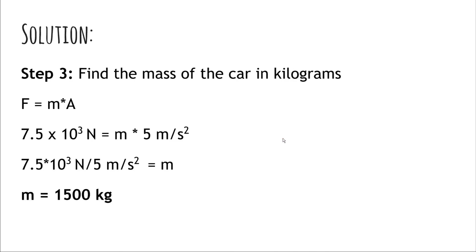Step 3 is to find the mass of the car in kilograms. To do this, we're going to need the equation force equals mass times acceleration. Mass, of course, is the variable we're looking for. Acceleration is 5 meters per second squared, and force was given to us as 7,500 newtons. We're trying to solve for m, so we'll do 7,500 newtons divided by 5 meters per second squared, which gives us a mass of 1,500 kilograms for the car.